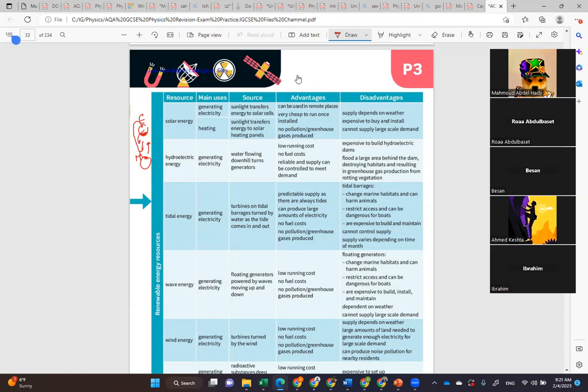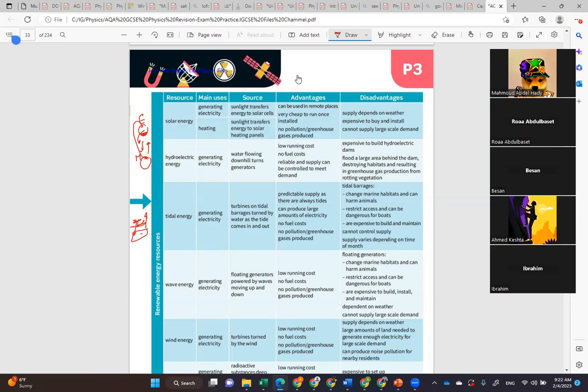So we can use this astronomical event to generate electricity. We're going to find out now. Tidal energy generates electricity using turbines on tidal barrages, turned by water as the tide comes in and out. So if you have ocean and you have tidal force between Earth and Moon, and the water in the ocean comes in or out, you can build turbines here and use the movement of the water to generate electricity.